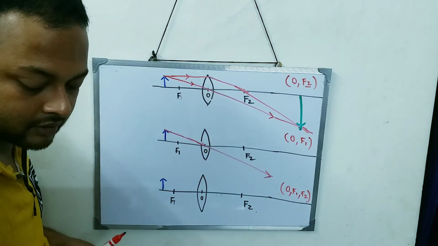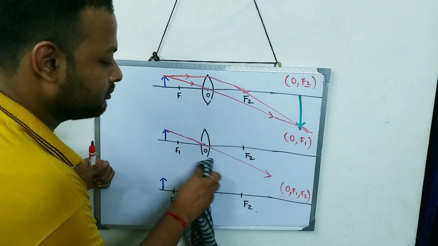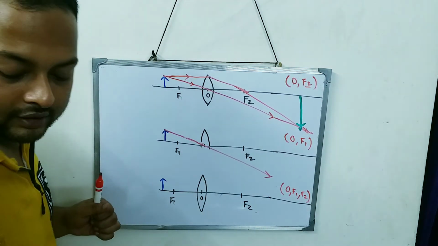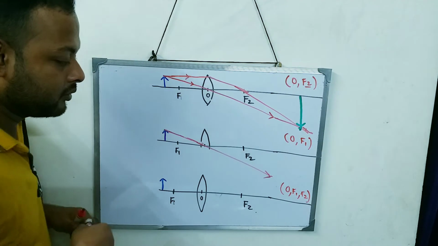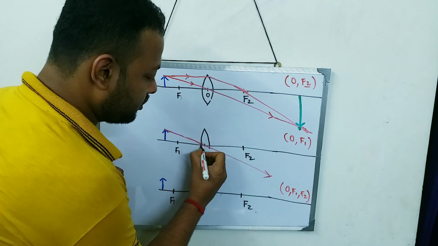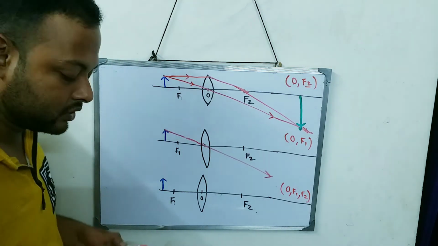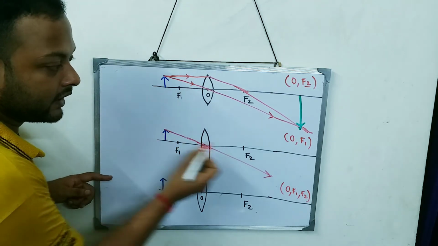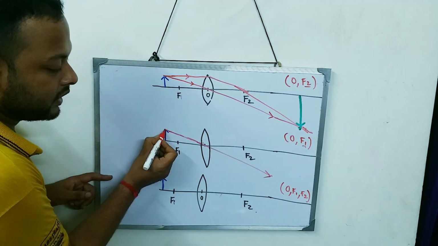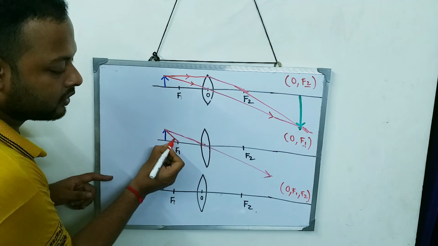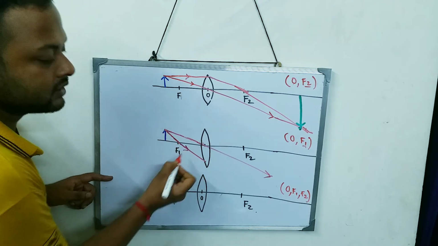I'll just extend my lens a little bigger because I think I need to do that. Now see, if the ray has to pass through F1, I'll take a ray and it has to pass through F1. It will pass through F1 like this.